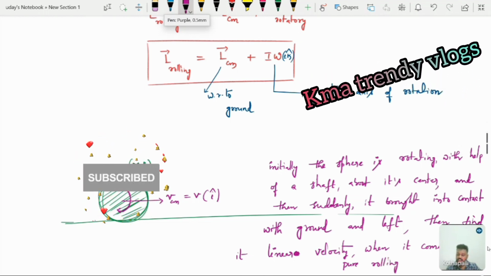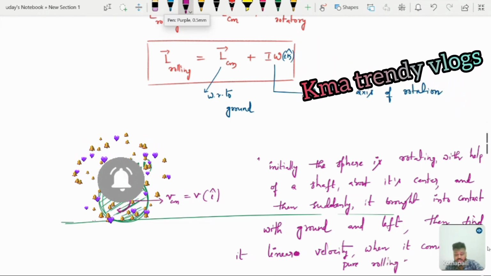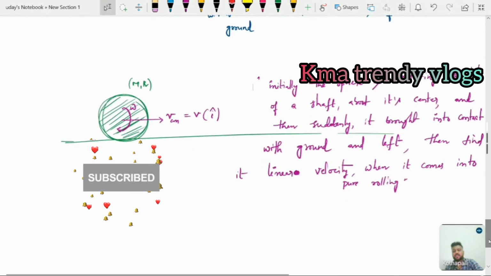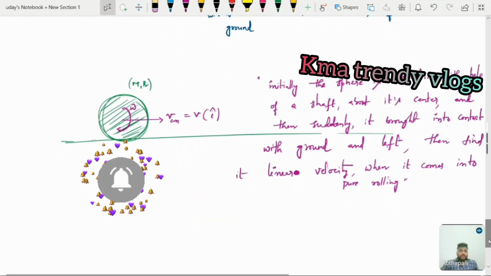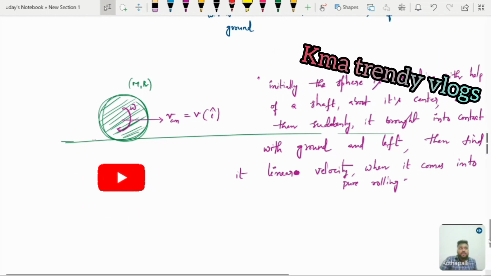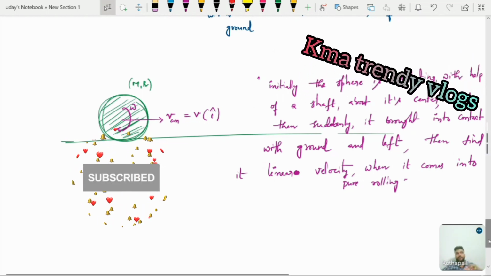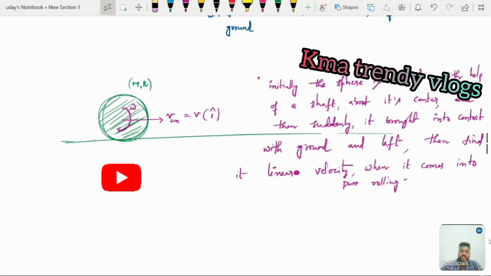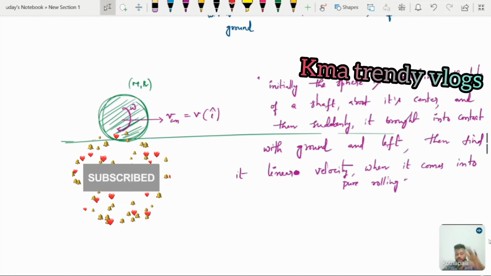I hope you understand the question. I repeat the question. This type of question you can find in the HC Verma book. Definitely try it, because it will give you a very clear idea about the conservation of angular momentum. If you solve such problems, you will definitely get a clear idea about the conservation of angular momentum in the case of rolling motion.